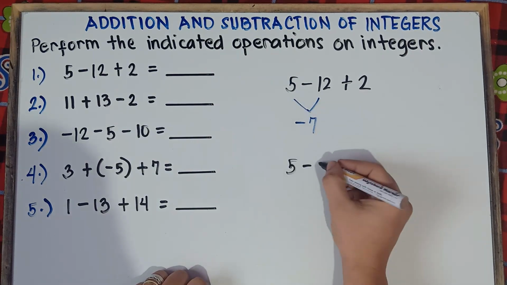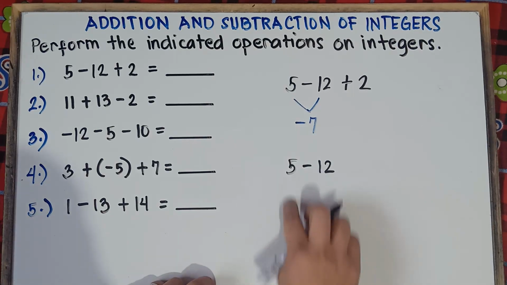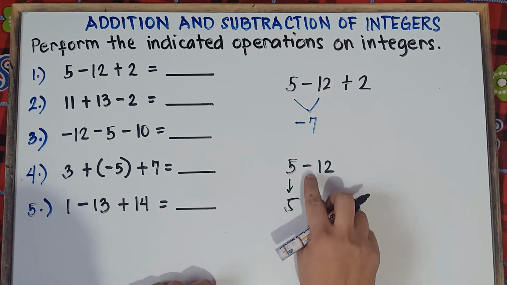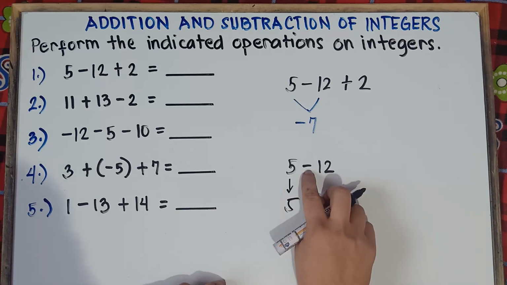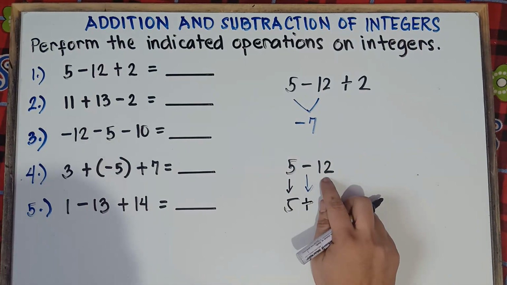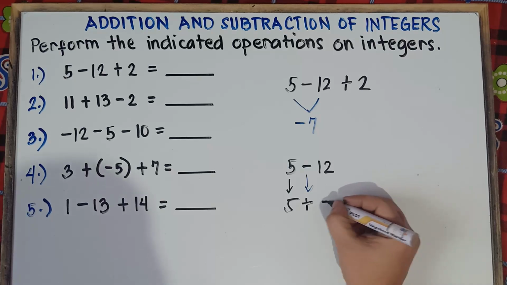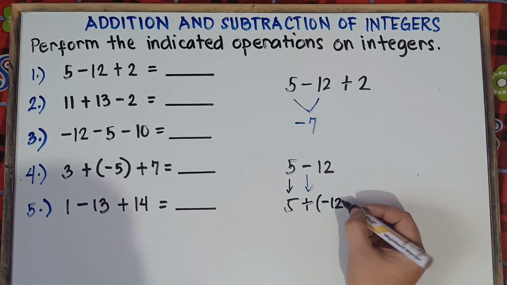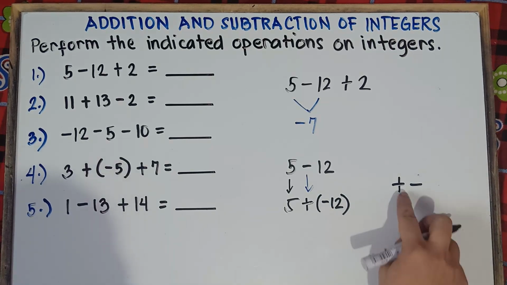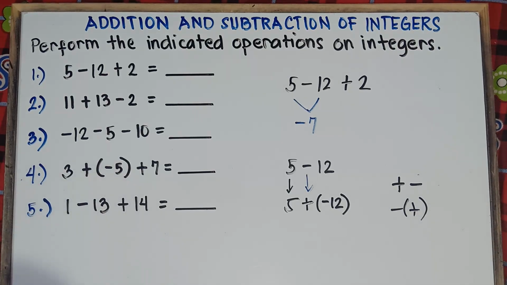5 minus 12. Now go back to the rules in subtraction. So simply copy 5. Once again, copy 5. Now this subtraction sign, you change this one into addition sign. So this minus sign becomes plus sign, and then you change the sign, class, of 12 to its opposite. This is positive 12, it will be negative 12. And then we need to put parentheses, class, because we're not allowed to have two signs close to each other. If we have positive negative or negative positive, we need to put parentheses.